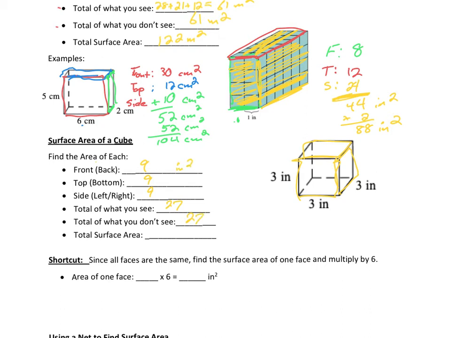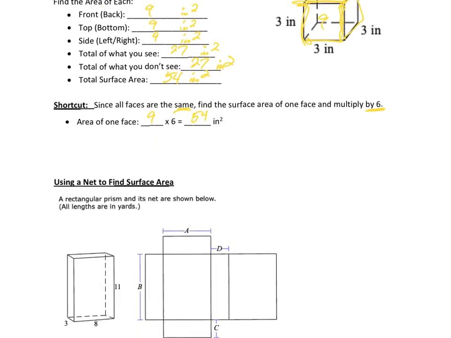And we do know that these are all square inches for a total of 54 square inches. So what's my shortcut for that? Since all the faces are the same, or we could say congruent, find the surface area of one of the faces. The front here is 9, and there's 6 9s, so we multiply by 6. So 9 times 6 is 54 square inches. It's a shortcut for cubes.